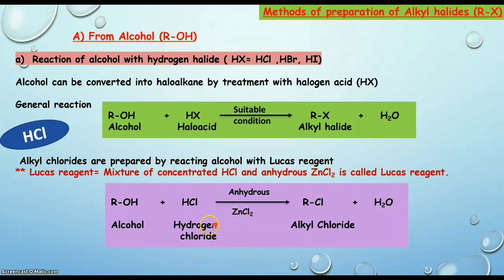Zinc chloride readily coordinates with this oxygen of alcohol, and that results in the carbon-oxygen bond becoming weak. And finally, this carbon-oxygen bond breaks and forms the carbocation. This carbocation then readily reacts with chlorine and forms the alkyl halide.